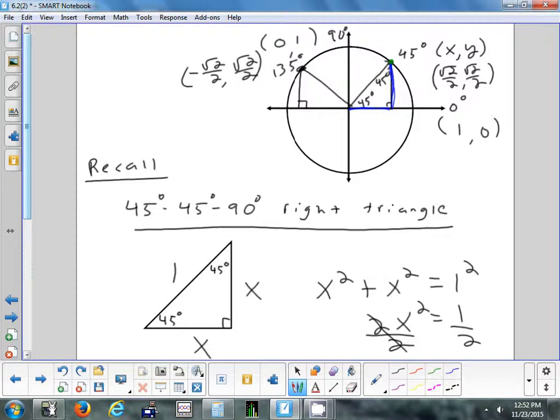So you can have the 45 degree angle in quadrants 1, 2, 3, or 4. Same x and y value, except the signs change. Quadrant 1, they're both positive. Quadrants 2 and 4, one of each. Quadrant 3, both negative. All right, so we'll practice that idea of flipping it into different quadrants. Questions on the coordinate for 45 degrees?